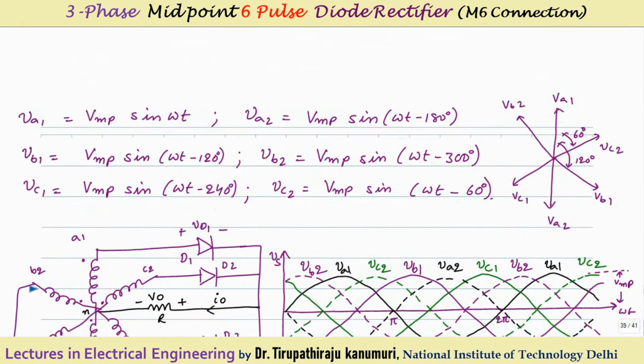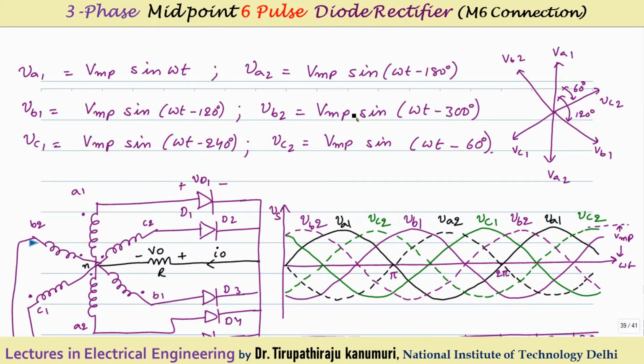I have explained in complete detail there. So I am summarizing here. If I am taking my VA1 as my reference, I can write it as VMP sin omega t. So VA2 will be 180 degrees lagging behind this one, so VMP sin of omega t minus 180.